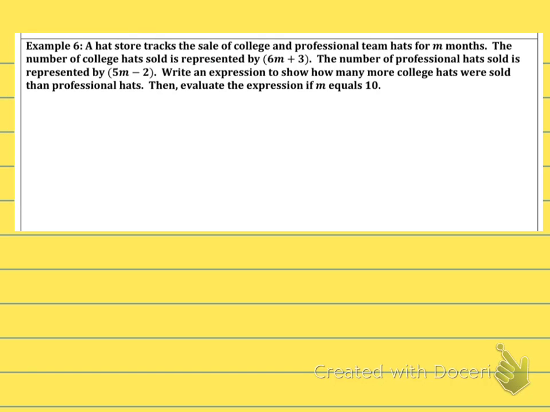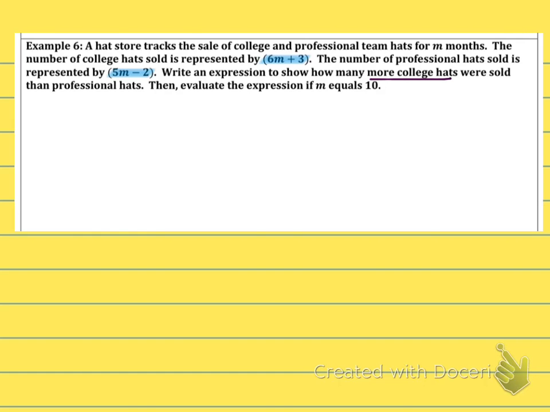Example 6 says a hat store tracks the sale of college and professional hats for M months. The number of college hats sold is represented by 6M plus 3. The number of professional hats sold is represented by 5M minus 2. Write an expression to show how many more college hats were sold than professional hats. Then evaluate the expression if M equals 10.